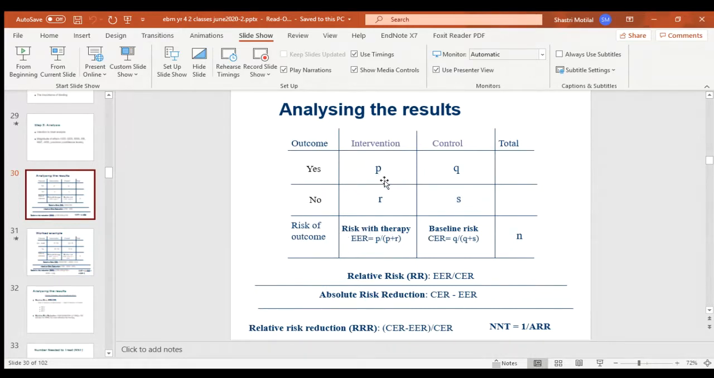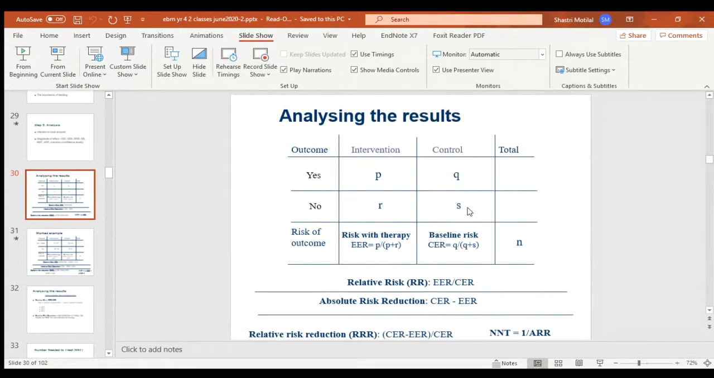Let me just say if I told you P was 1, and R was 9, so 10 people got an intervention and 1 of them died, then you'll say the experimental event rate is 10%. Similarly here in the control, let me just say Q was 7 and S was 3. 7 people out of 10 people died, so the control event rate was 70%. So 70% in the controls died and 10% in the experimental or intervention group died. And just based on that, you're already kind of thinking, well, if more people died in the control group, then this intervention seems as though it's working.